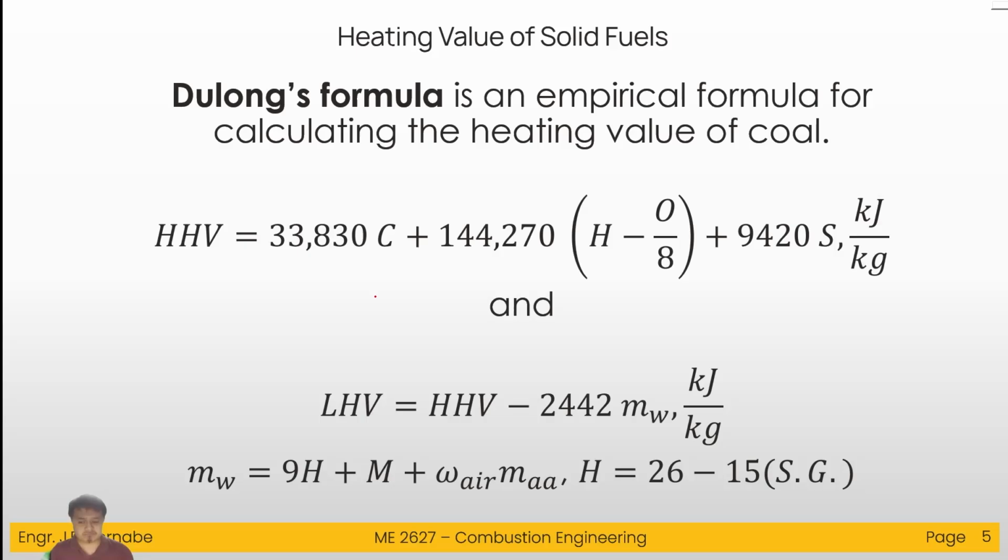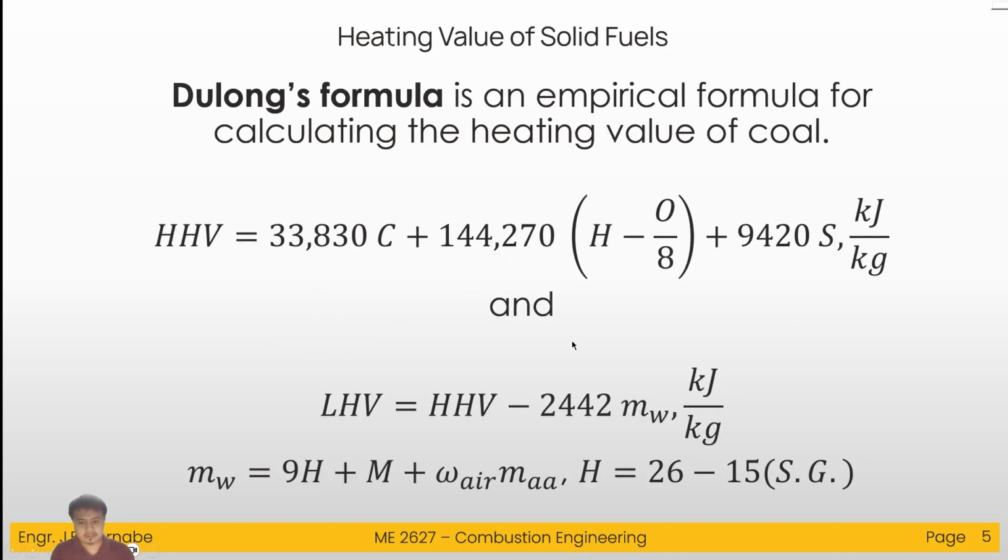Now, we have this formula for the higher heating value, which is 33830 C plus 144200 times H minus O over 8, plus 9420 S. The C, H, O, and S here are the ultimate analysis of carbon, hydrogen, oxygen, and sulfur, respectively.